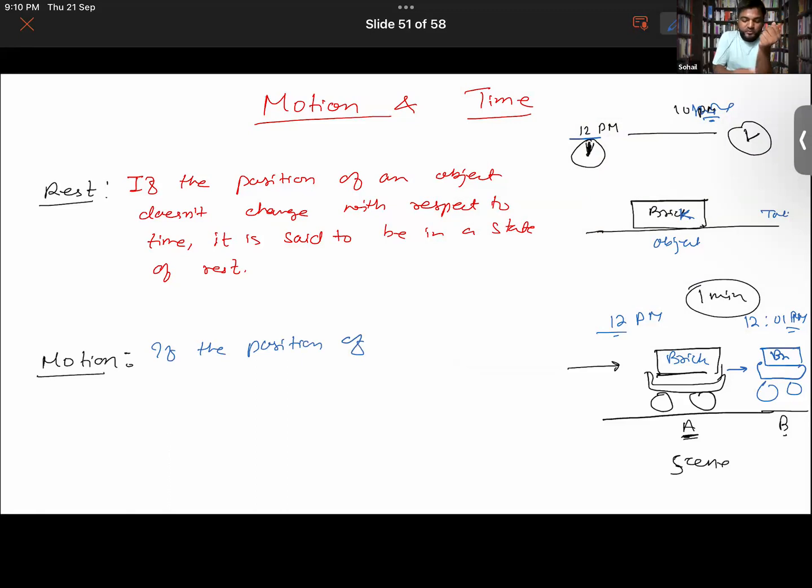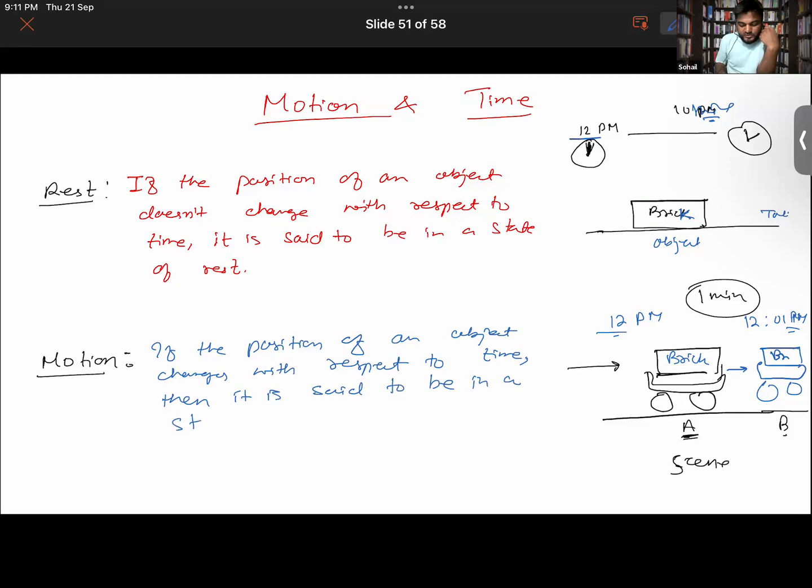Now, if the position of an object changes with respect to time, then it is said to be in a state of motion. Got it?